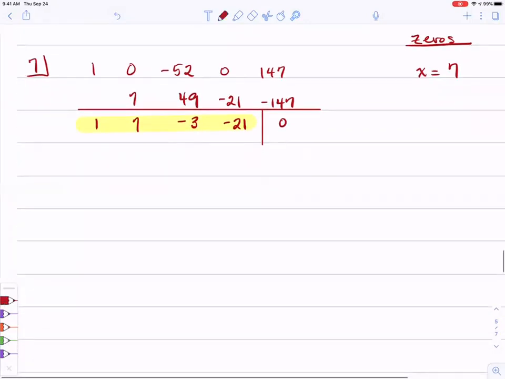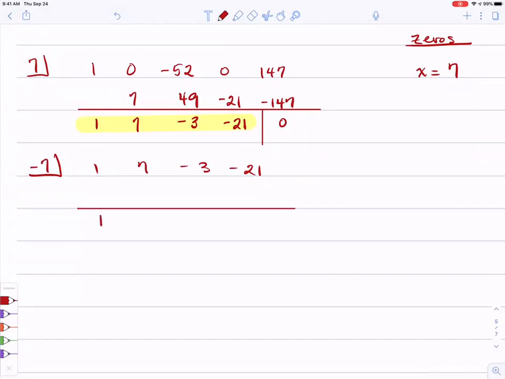So my depressed polynomial then is 1, 7, -3, -21. And now I'm going to test or prove my second zero, which is -7. 1, -7, 0, 0, -3, +21. And again, I shouldn't be surprised if there's a 0 remainder.